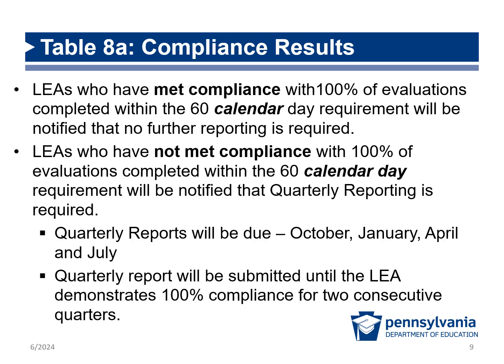Compliance results. LEAs who have met compliance with 100% of the evaluations completed within the 60 calendar day requirement will be notified that no further reporting is required. LEAs who have not met compliance with the 100% evaluations completed within the 60 calendar day requirement will be notified that quarterly reporting is required. Quarterly reports will be due October, January, April, and July. Quarterly reports will be submitted until the LEA demonstrates 100% compliance for 2 consecutive quarters.